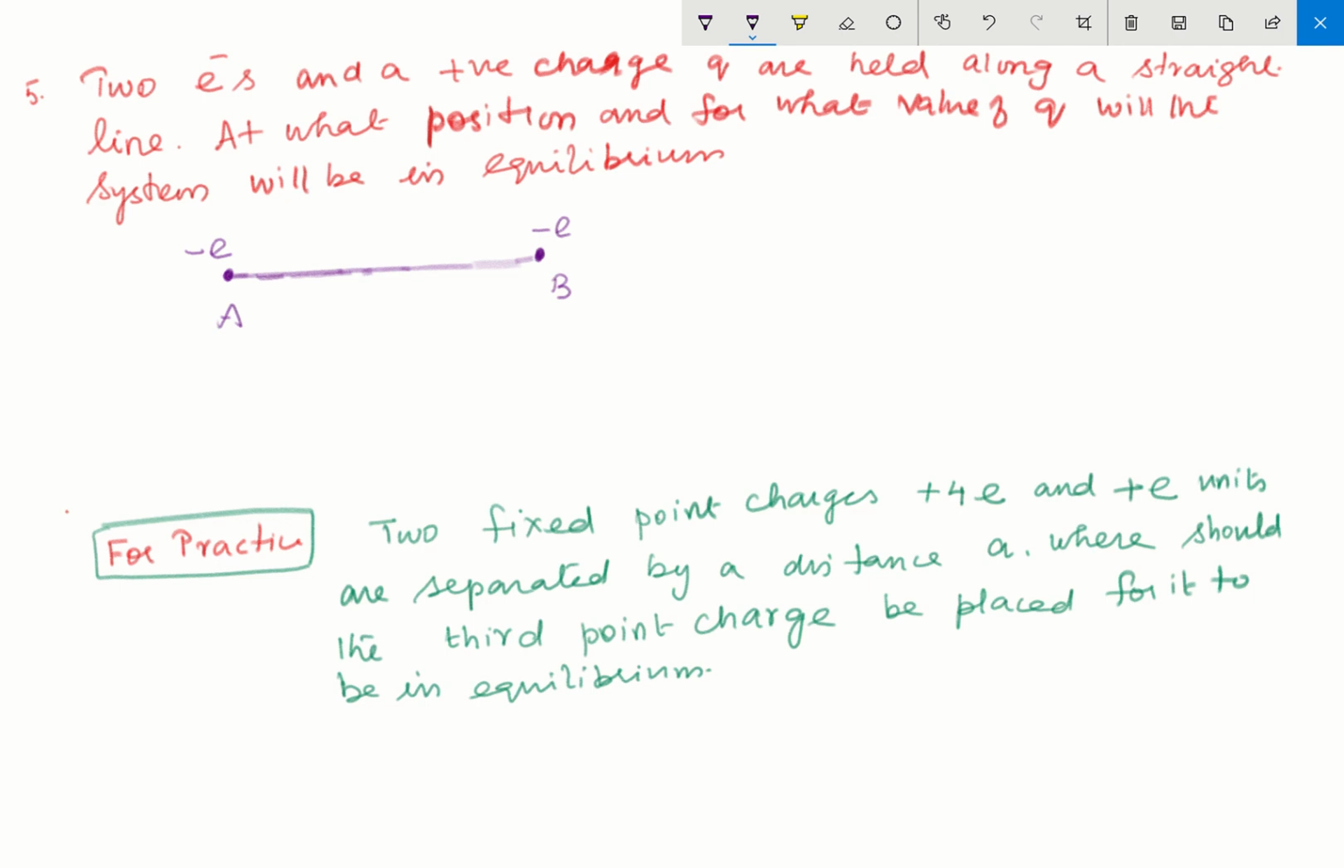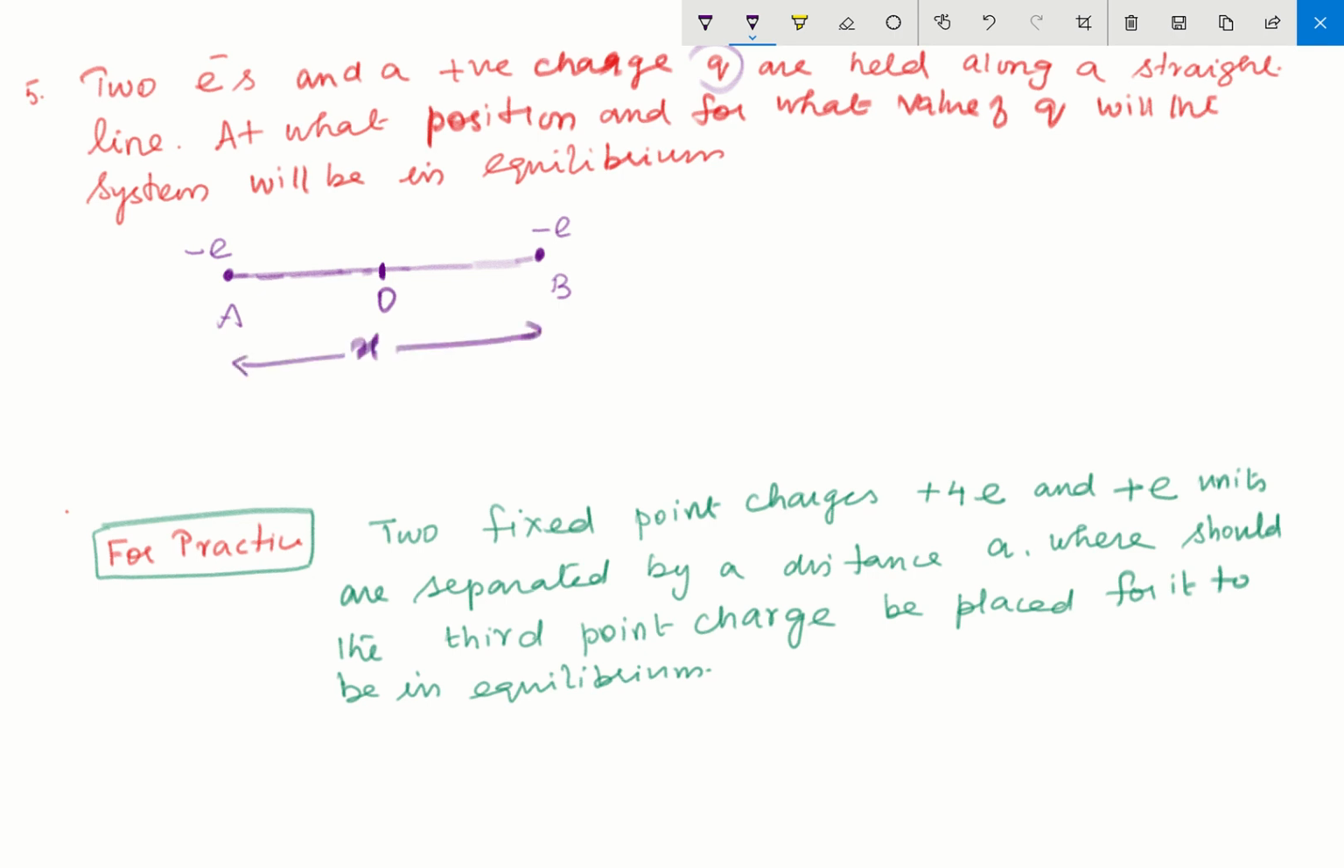Equilibrium of a system means not only that all three charges should be in equilibrium. For that, first let us go for Q. Q has to be in equilibrium. When will Q be in equilibrium? When the net force on Q is equal to 0. When will it be 0? Only when it is kept half the way, that is at O. Total distance, let it be x.